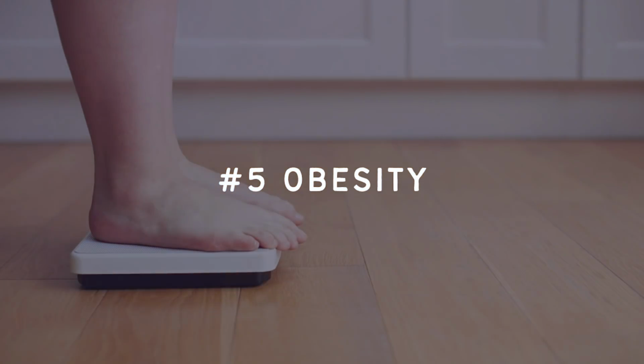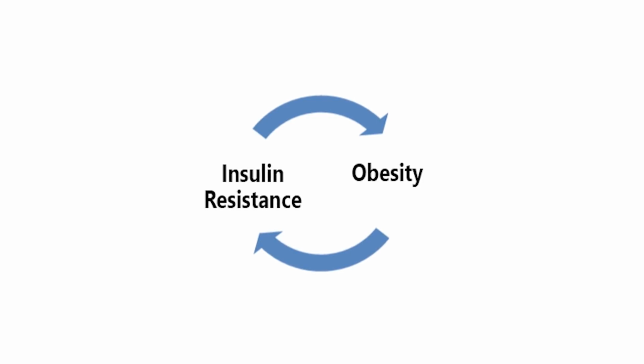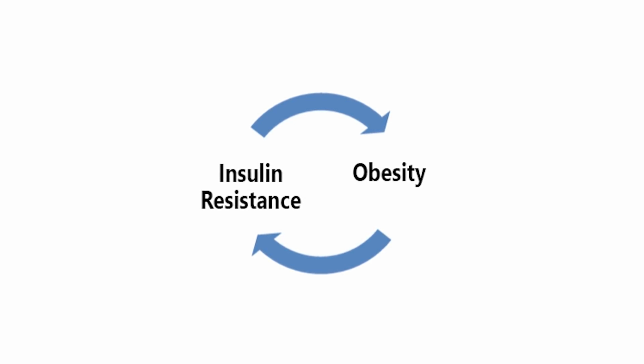Number 5, obesity. Now, the relationship between insulin resistance and obesity is actually a bit more complex than you might assume. It isn't entirely clear whether insulin resistance or obesity come first. While the two often go hand in hand, it is possible to be insulin resistant without being obese, and it's possible to be obese without being insulin resistant. With that being said, both do contribute to one another, which leads to a vicious cycle where both get progressively worse.